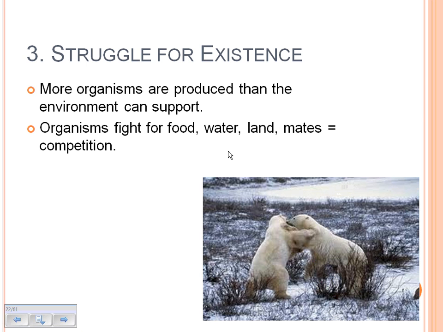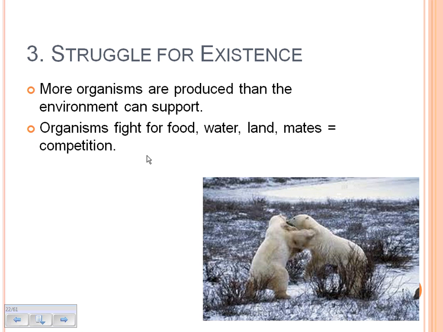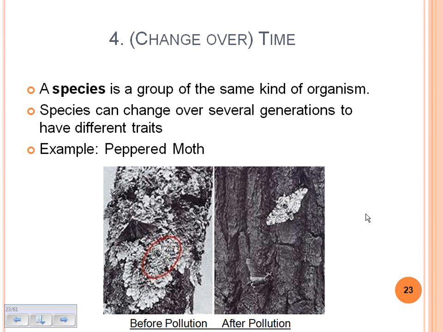Now the third explanation of how natural selection occurs: the struggle for existence, competition. More organisms are produced than the environment can support. Organisms fight for food, water, land, and mates. That's what creates competition. So it's a struggle for existence, keeping populations in check. For example, you have polar bears, you have deer.